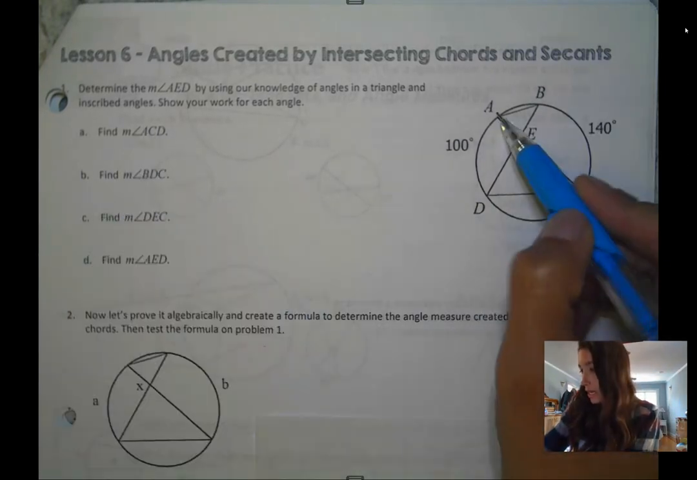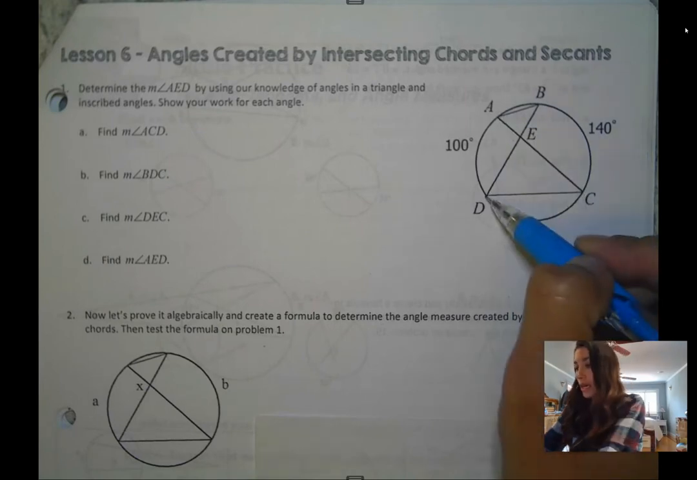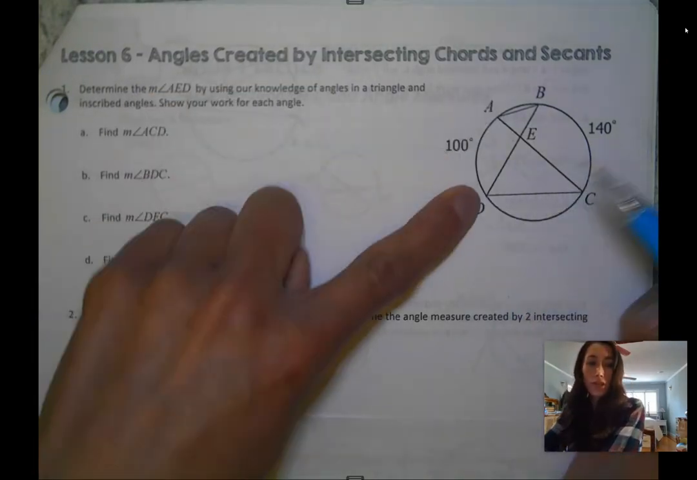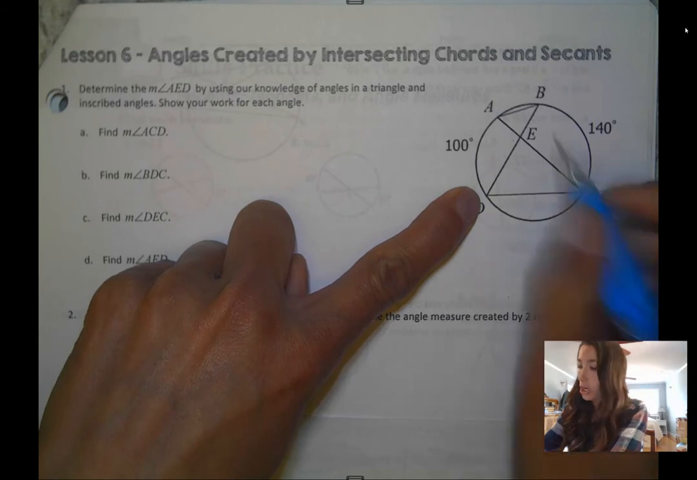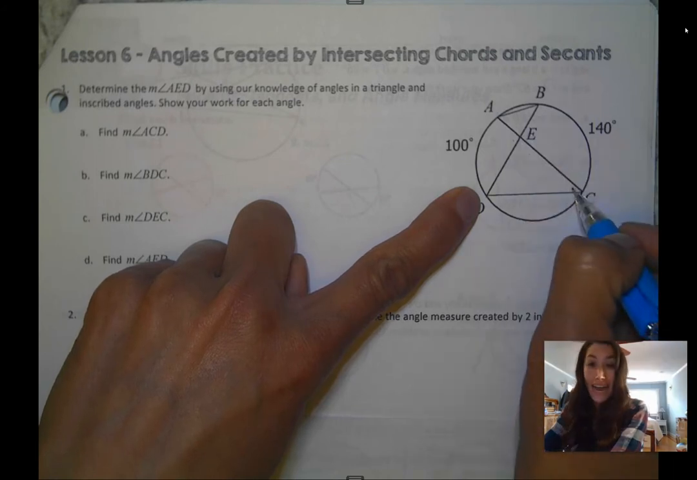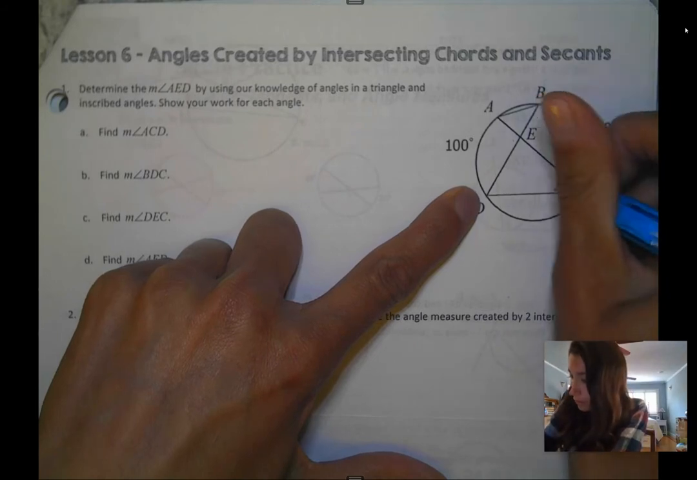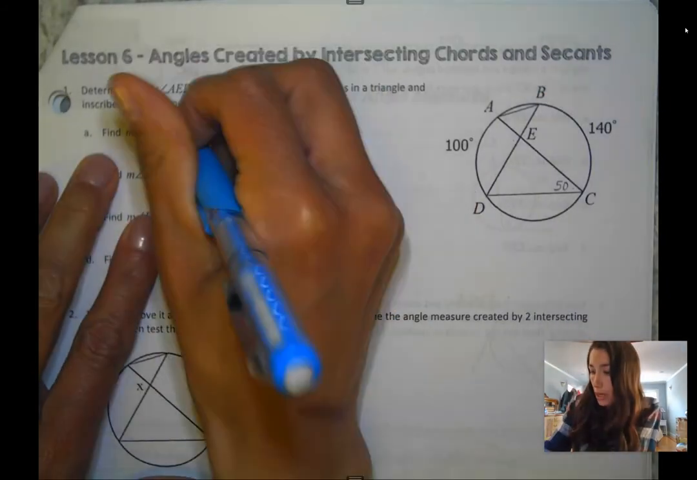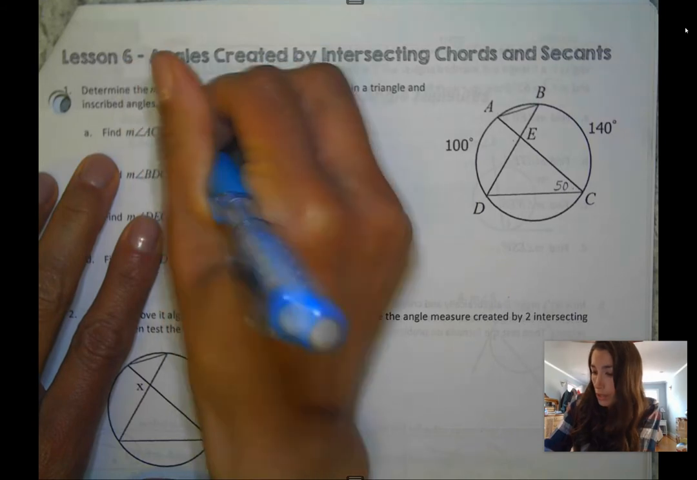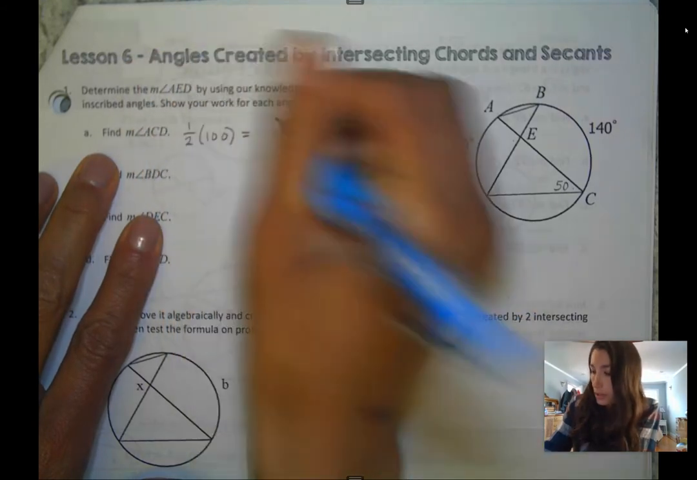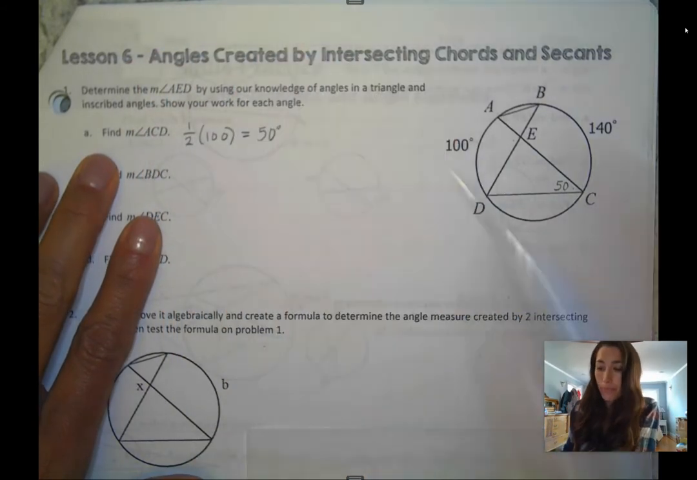So here's ACD. That is inscribed to this 100-degree arc. So we know that an inscribed angle is half. So I'm going to place the number here as well. Let's put 50. So we'll say 1/2 of 100. That's how we got it. We know it's inscribed, so we know it's 50 degrees.